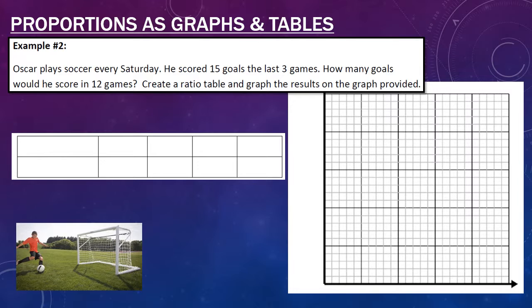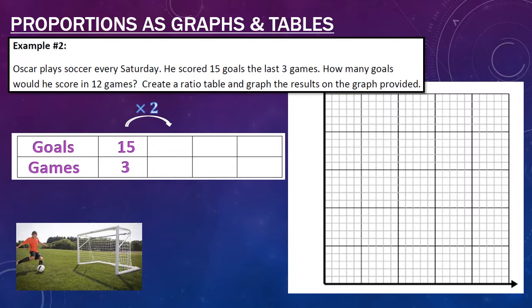Notice with this ratio table, nothing is filled in. You need to pick out what are the 2 units being compared. There's nothing in the first sentence, but if you look in the second sentence, everything you need is right there. Goals and games. So let's write that in. Goals to games are my 2 units. Then fill in the numbers they give you. 15 goals to 3 games. And then complete your ratio table to continue going.